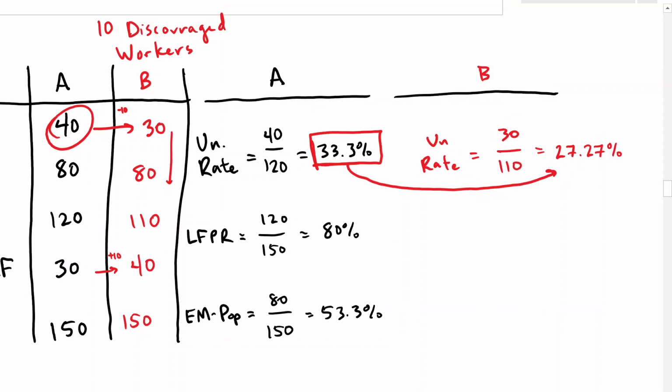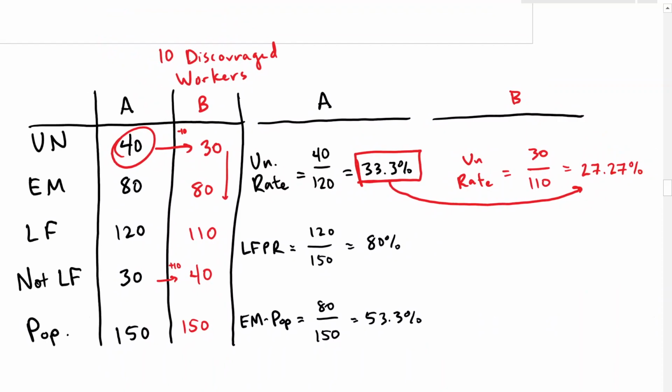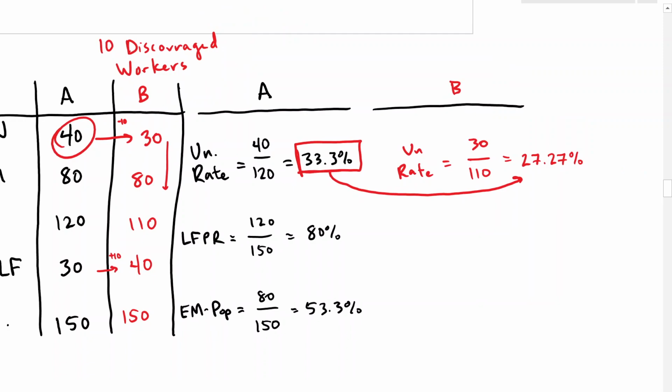But that's precisely the opposite conclusion that we should have, because the economy is so bad that 10 people, or 10 million people or whatever, have given up looking for work because the labor market is so bad. So by looking only at the unemployment rate, we can get a really misshapen idea of what's actually happening. So that's why, again, bringing these other two statistics into the fold is really important.